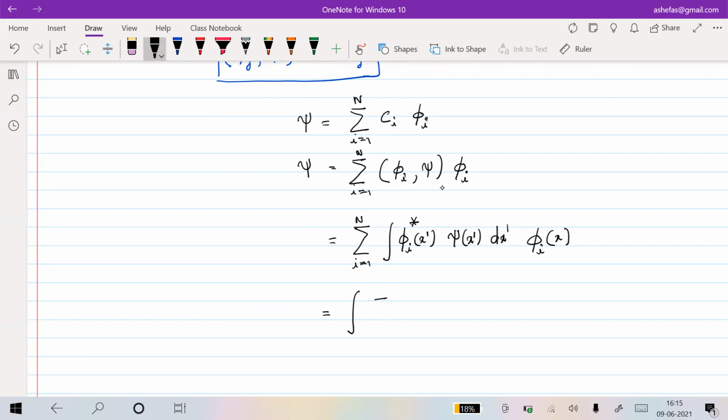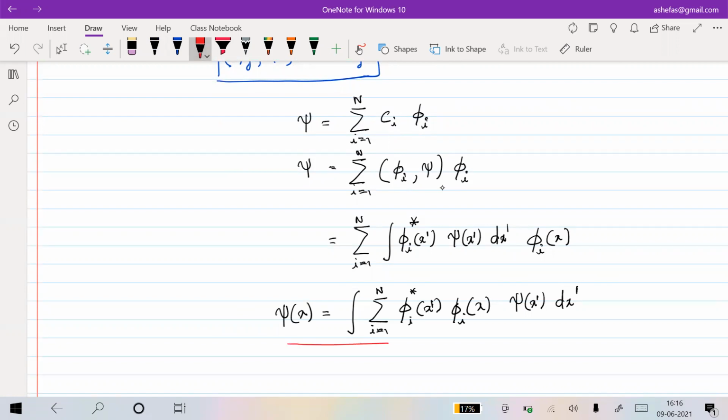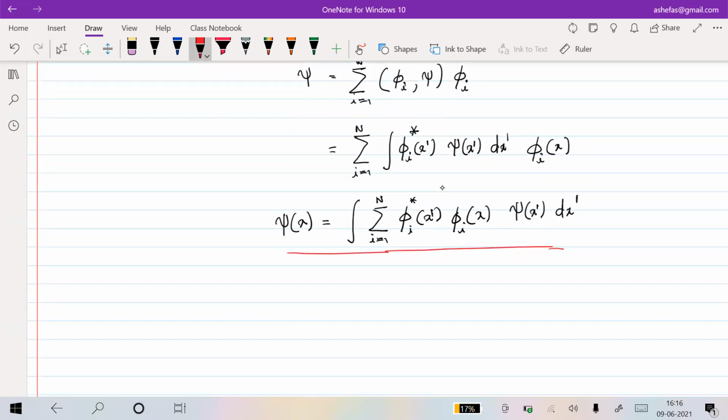So we can write the integral of the sum over i equal to 1 to n of phi_i star of x prime, phi_i of x, times psi of x prime, dx prime. And what was the left side? The left side is psi of x. How is it possible? How can we satisfy this condition? So the integral of this quantity times psi of x prime dx prime should give psi of x.